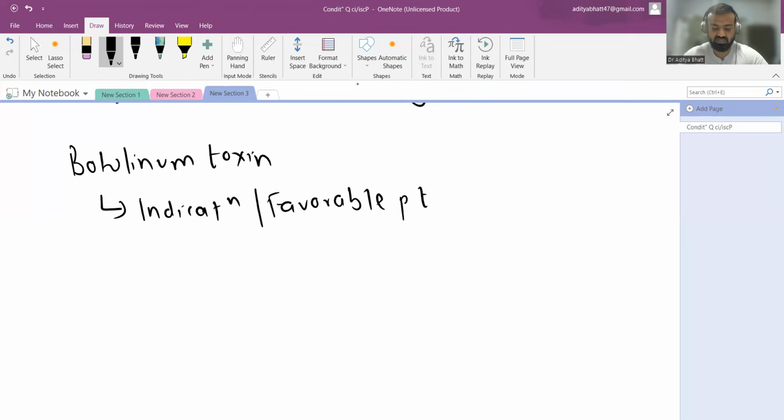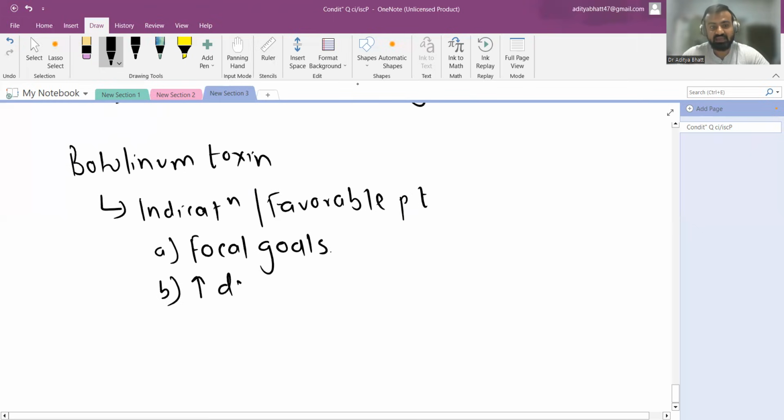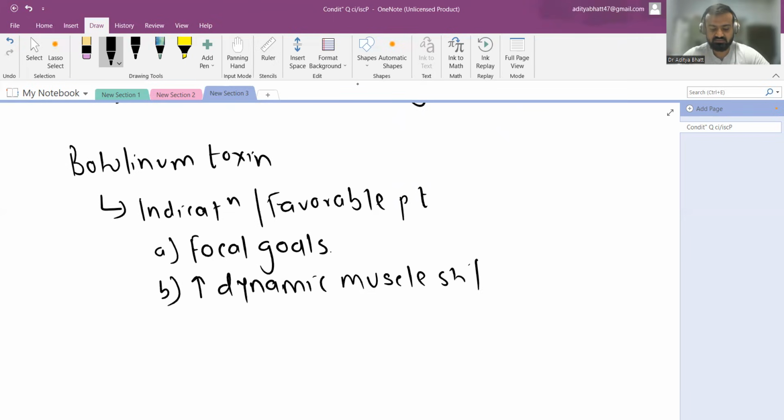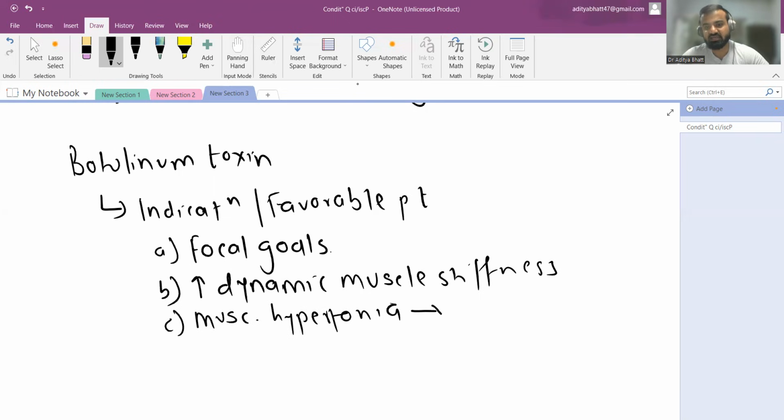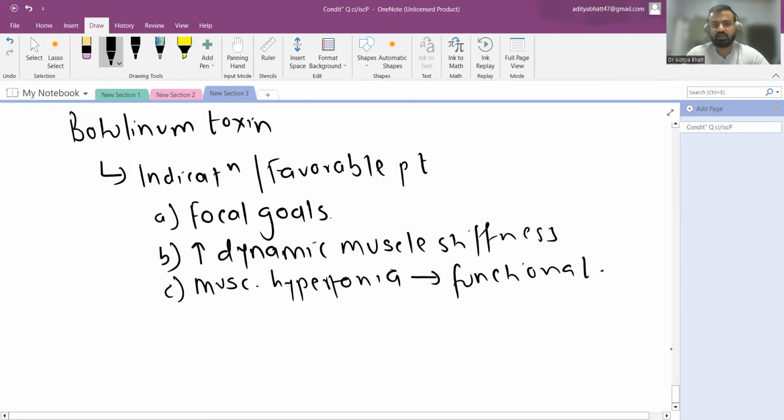So what is a favorable patient? First, the patient has focal goals, not generalized goals. One or two muscles are involved, and we go for botulinum toxin and give it to the patient. Or there is increased dynamic muscle stiffness. When the movement is there, the muscle stiffness increases. Or if there is muscular hypertonia in a functional person. So these are the positive factors, and this is a good favorable patient.